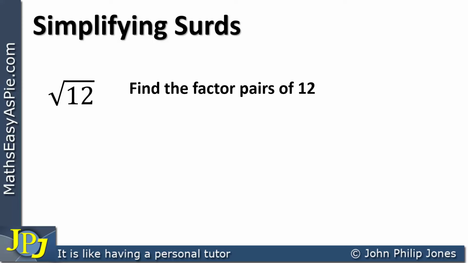Now these are essentially two numbers that when multiplied together will give you 12, and we've covered this elsewhere on this channel. So I know 1 times 12 is 12, I know 2 times 6 is 12, and also 3 times 4 is 12.